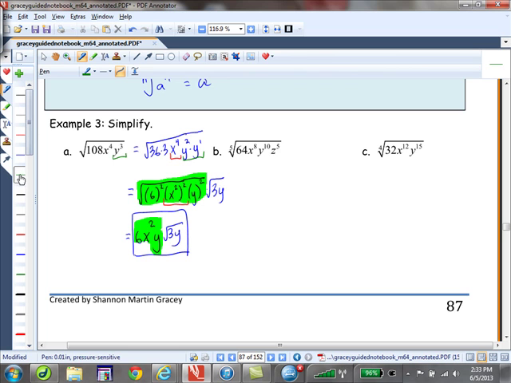Alrighty, so why don't you pause the movie and you guys try the next couple problems and see how you do, and check your work.